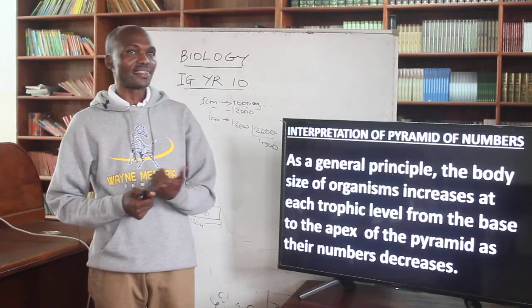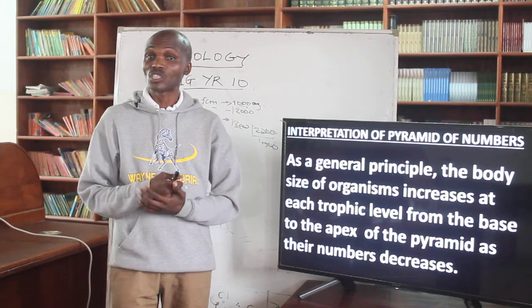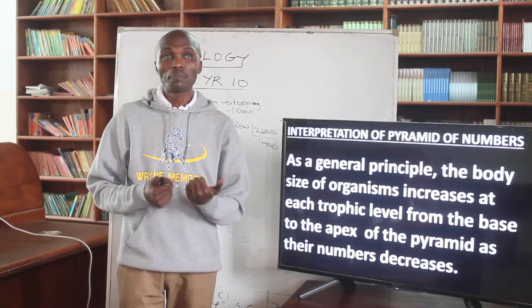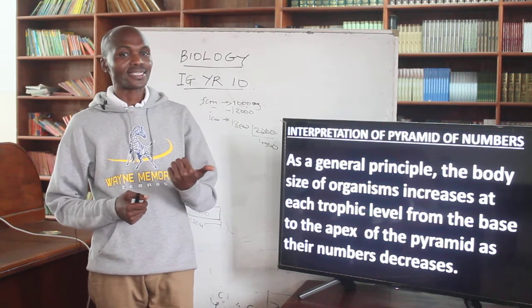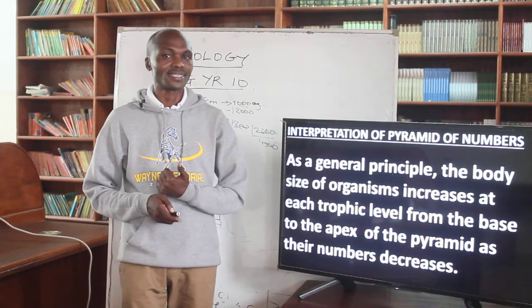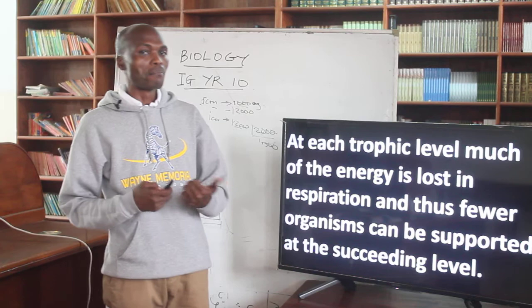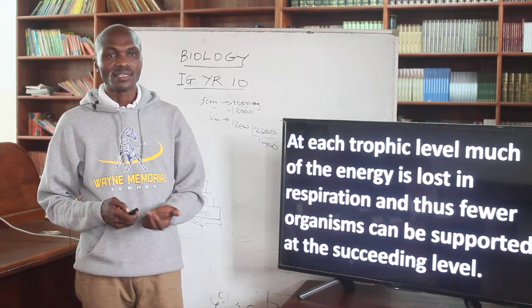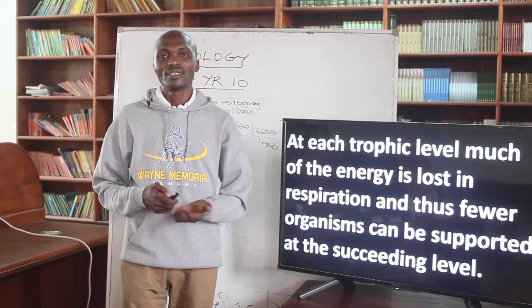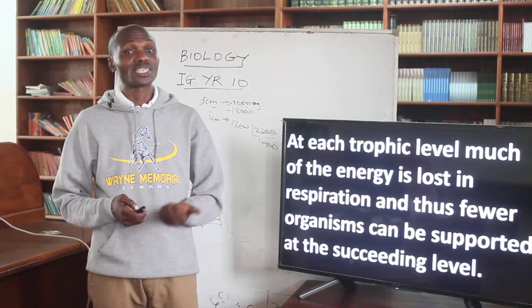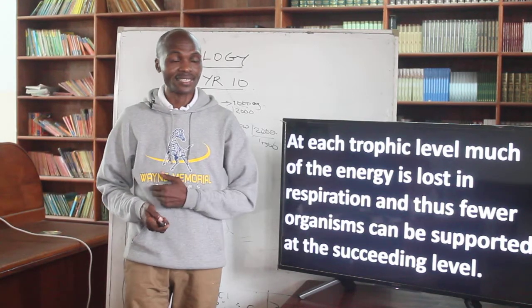The body size of organisms increases at each trophic level from the base to the apex of the pyramid as their numbers decrease. At each trophic level, much of the energy is lost in respiration, and thus fewer organisms can be supported at the succeeding level.